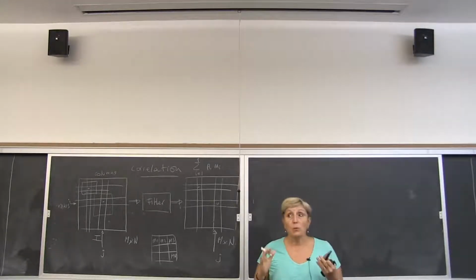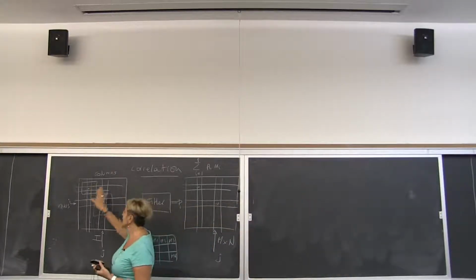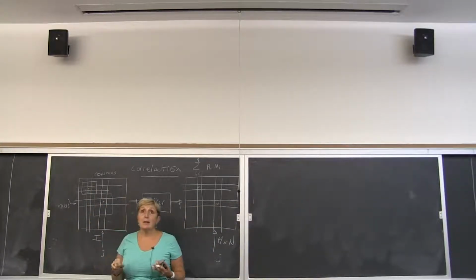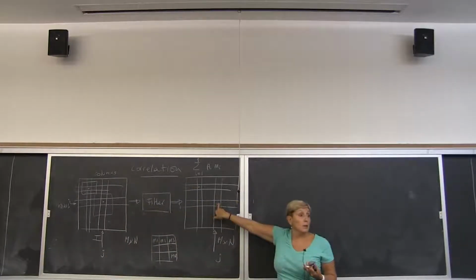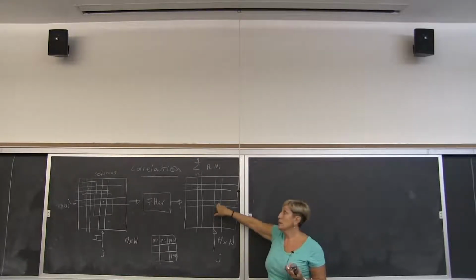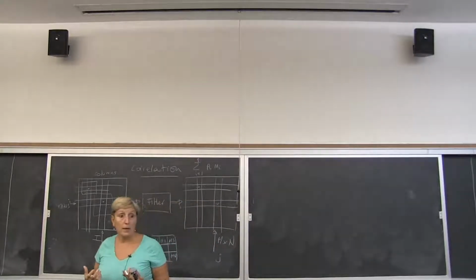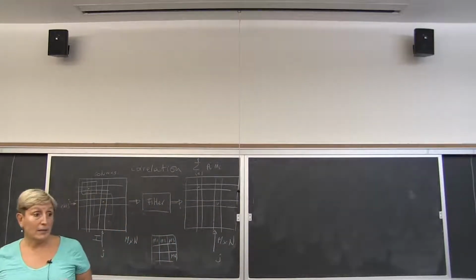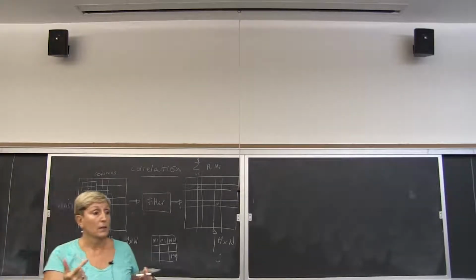But again, what we're doing is just correlation, and we slide this guy all over the place, and each time I do this computation, that gives me the number to put here. Now, this type of operation is a linear operation. Okay? And it's shift invariant. What does it mean that it's linear and that it's shift invariant?